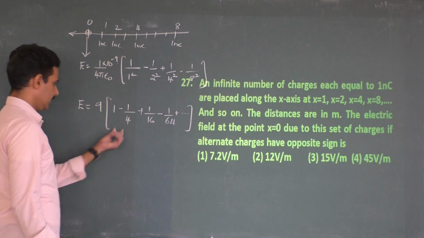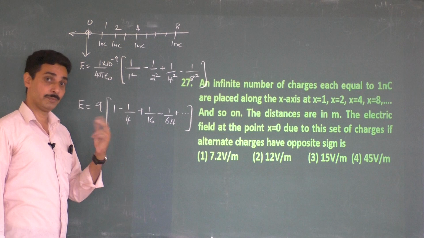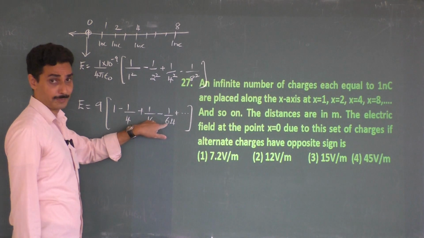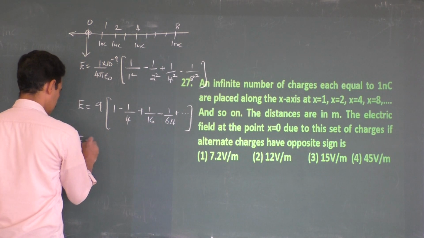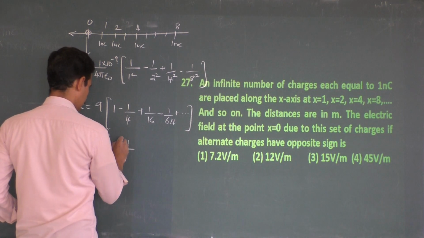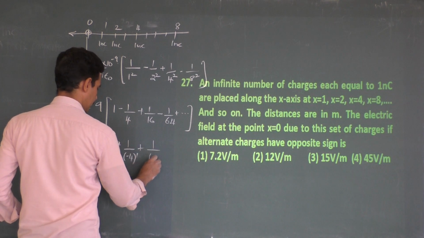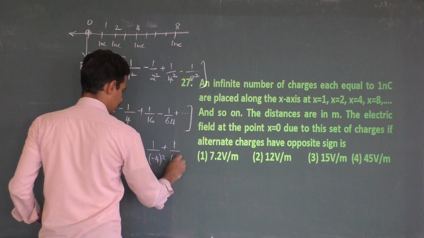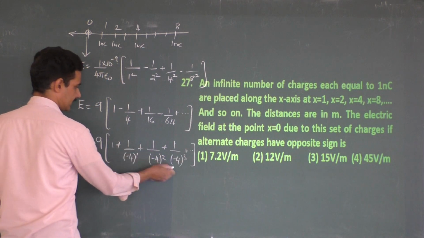Now how can you take it? You can write it in terms of 1 by minus 4 to the power, because wherever there is odd power, you should get minus, even power plus. So E is equal to 9 into 1 minus 1 by minus 4 to the power 1, 1 by minus 4 to the power 2, 1 by minus 4 to the power 3 plus so on. So this becomes plus, this becomes minus.